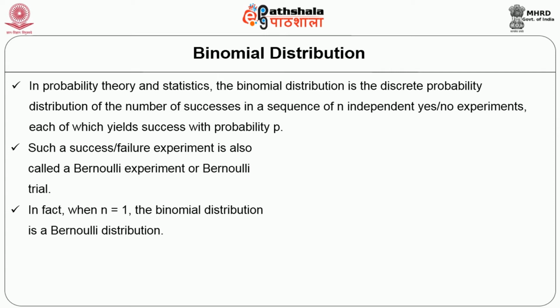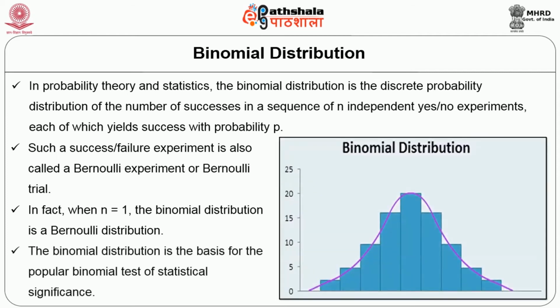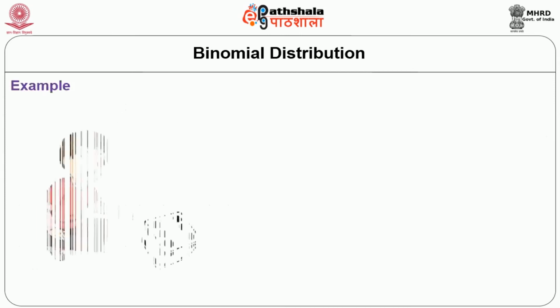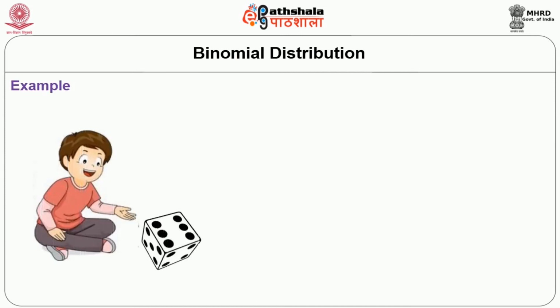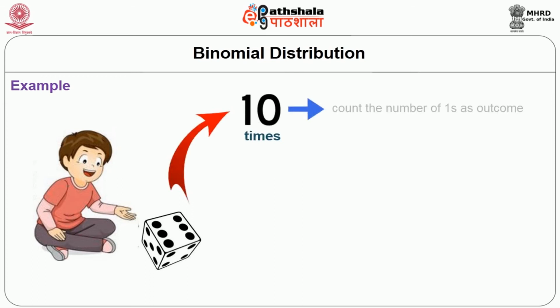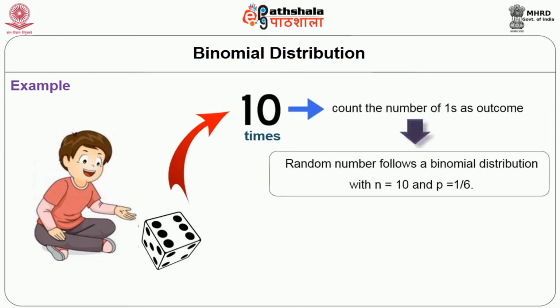Another terminology we use for the binomial distribution is the Bernoulli distribution. The binomial distribution is the basis for the binomial test of statistical significance. This can be better understood with an example. An elementary example is to roll a die 10 times and count the number of ones. Then this random number follows a binomial distribution with n equal to 10. In a die you have 6 different values, so when you throw it 10 times, the probability is 1/6.